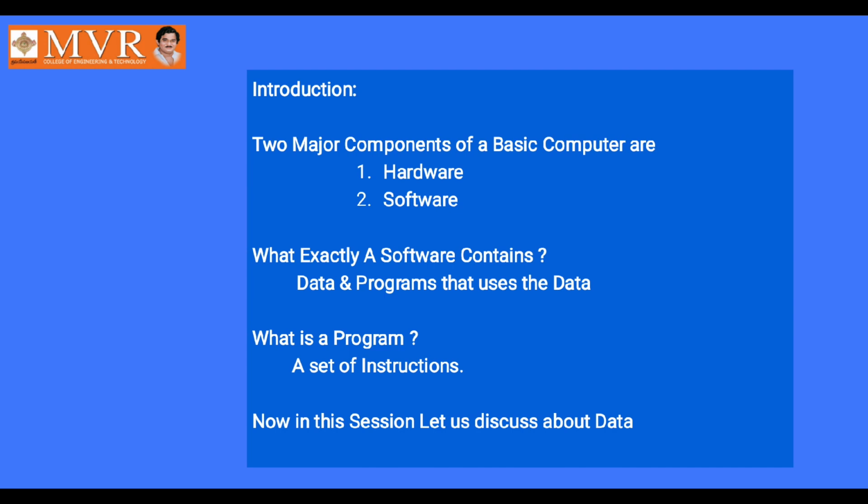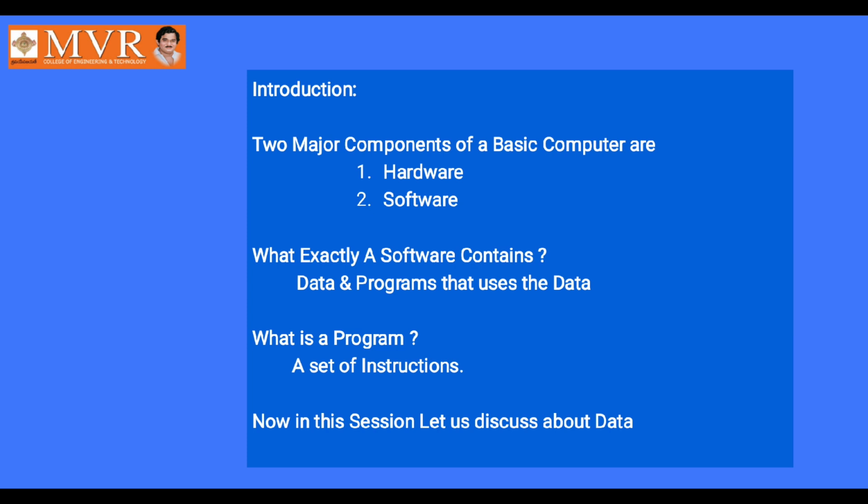Before going into detail on data types, let us have a summary of the first class. There, we discussed that there are basically 2 components in a basic computer: hardware and software. For the time being, don't bother about the hardware, as we have already discussed its components in detail. I told you what software contains: data and some programs that are written by the user. A program is nothing but a sequence of instructions, or a set of instructions, that are executed one by one.